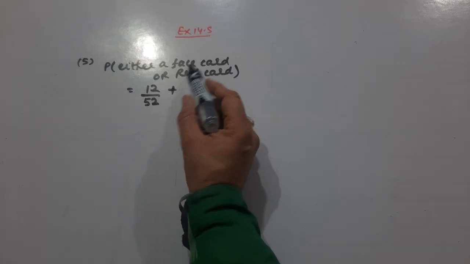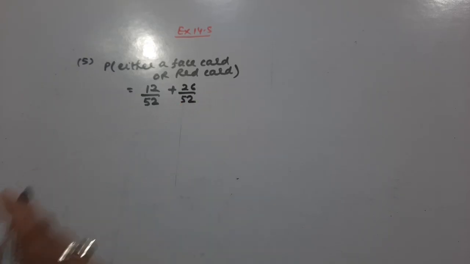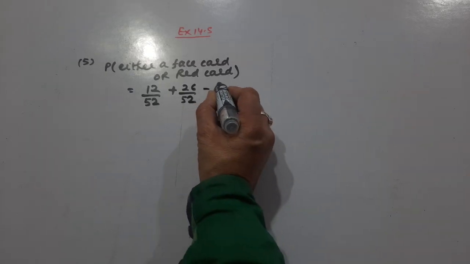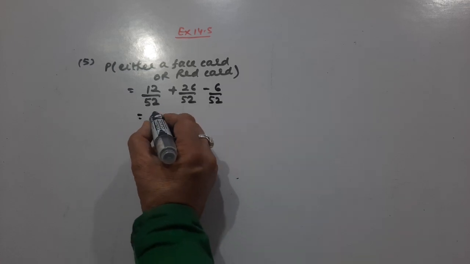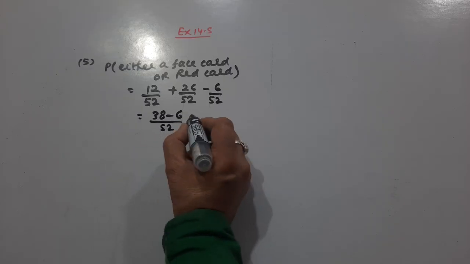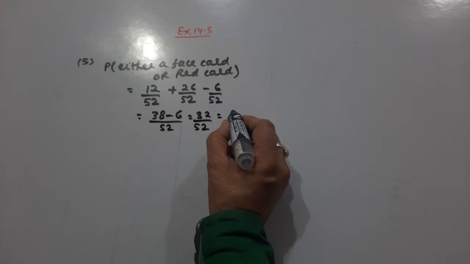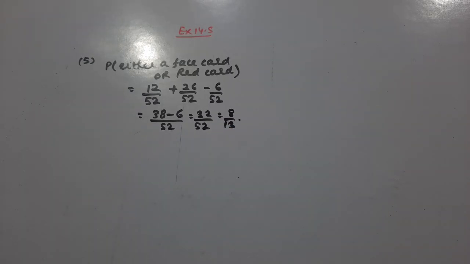So here face cards are 12, red cards are 26 upon 52, and the common cards between face cards and red cards, there are 6 cards common. So we write 6 upon 52. So on adding this, we get 38 minus 6 upon 52. We get 32 upon 52. So 4 8s are 32, so it is 8 by 13. So either a face card or a red card, the probability is 8 by 13.